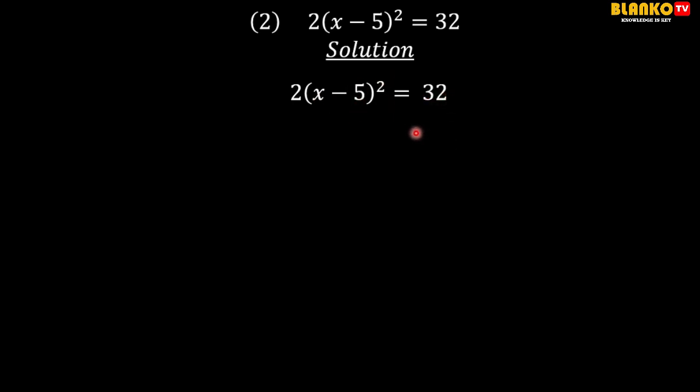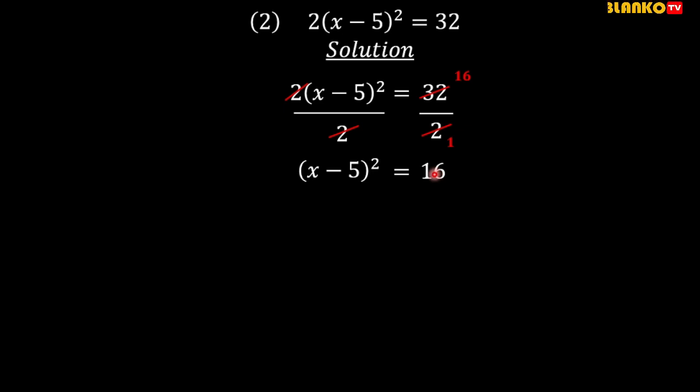What we do first is we divide the left hand side by 2, then we divide the right hand side also by 2. So this 2 cancels out on the left hand side. On the right hand side, 2 will cancel 32 16 times. So we have x minus 5 in the bracket square equals 16. Let's take the square root of both sides to eliminate the square on the left hand side. This is going to be x minus 5 equals plus or minus the square root of 16, which is plus or minus 4.